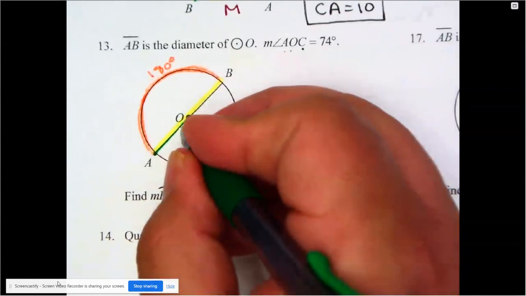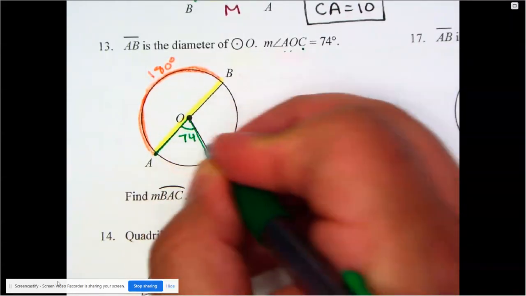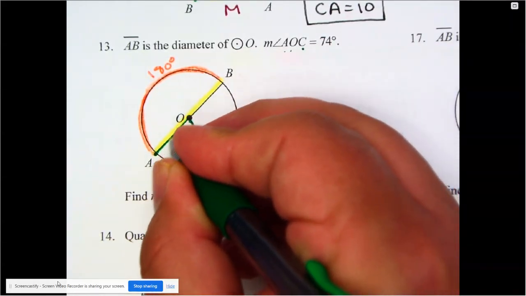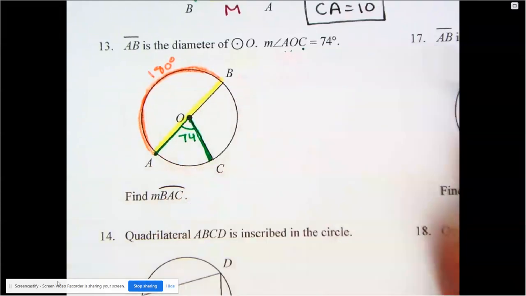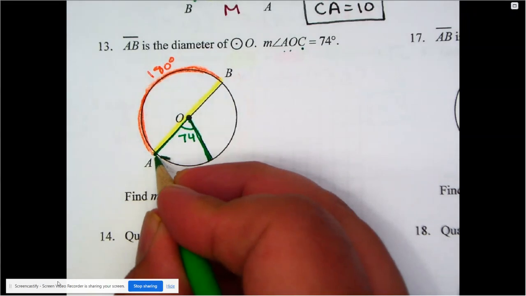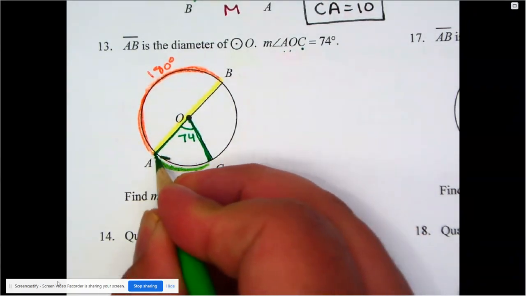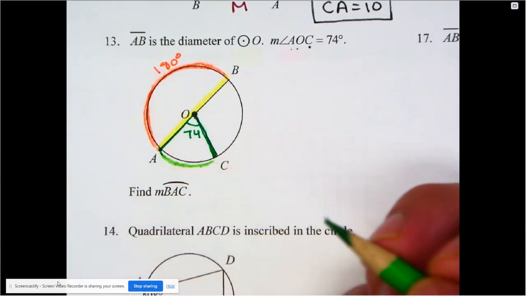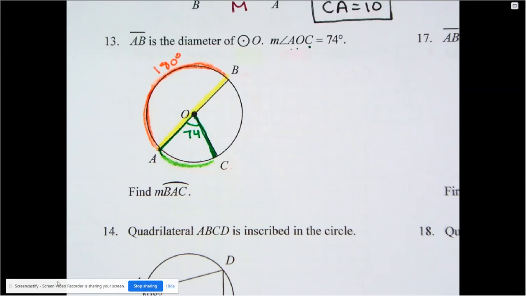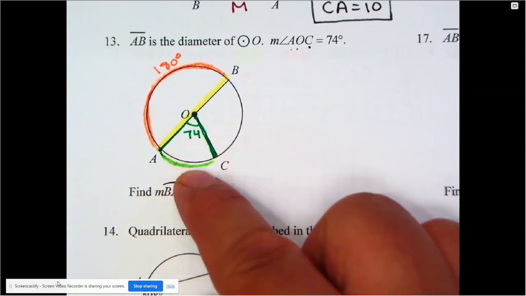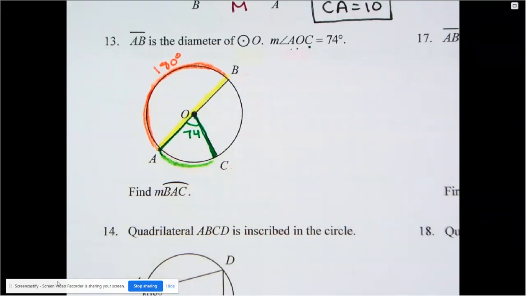AOC is 74. Remember, every angle in a circle is connected to an arc, which means this is the arc that belongs to that angle. But you have to watch out. Too many of you think, oh, I got to multiply by 2. No, no, no. There are two different things here.